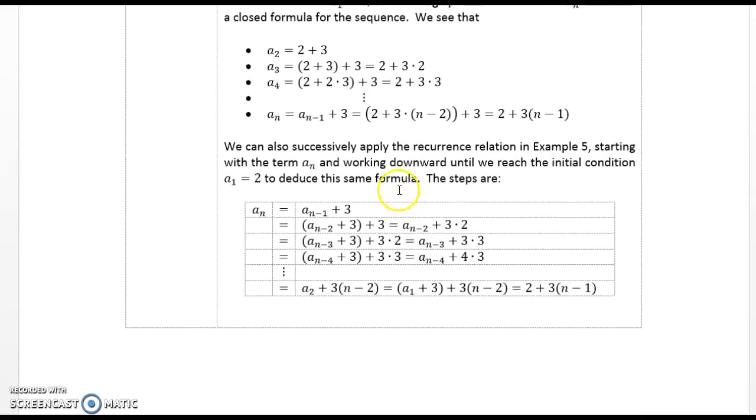We can also successively apply the recurrence relation in Example 5, starting with the term a_n and working downward until we reach the initial conditions. a_n = a_{n-1} + 3, a_{n-2} + 3 + 3, which is a_{n-2} + 3 times 2. a_{n-3} + 3 + 3 times 2 is a_{n-3} + 3 times 3, and all the way down to a_1 = 2 + 3 times (n-1).